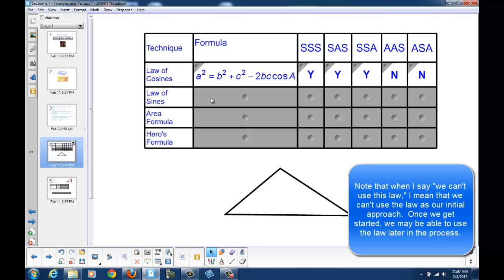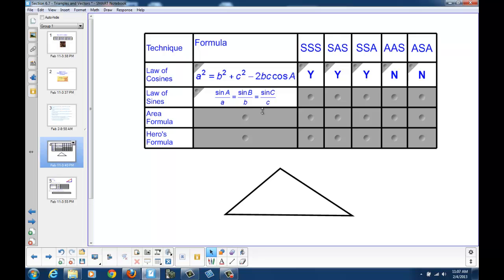The law of sines is our law of proportions, where sine A over side A equals sine B over side B equals sine C over side C. Now to work here, again, we would pair up two of these proportions, which would give us two sides and their opposite angles. So I would need, with these four unknowns, at least one pair of a side and its opposite angle. With three sides, I have no angles, so I couldn't use the law of sines.